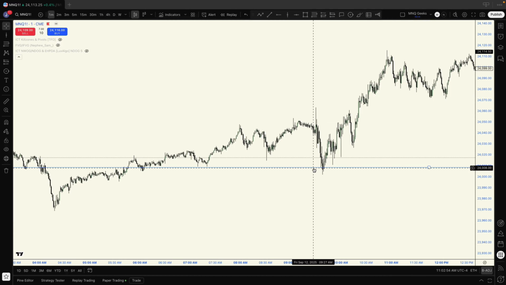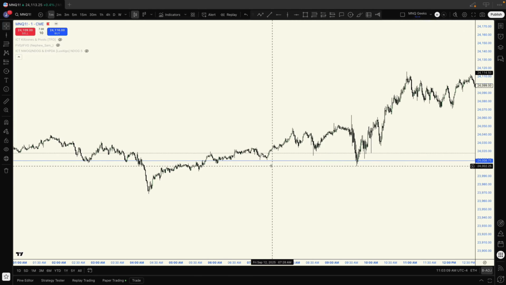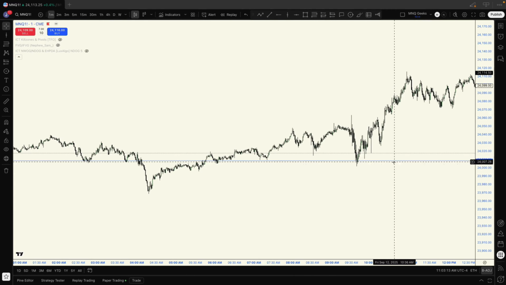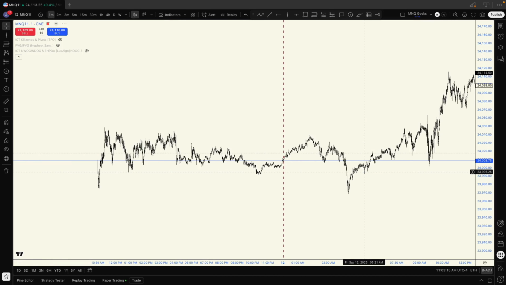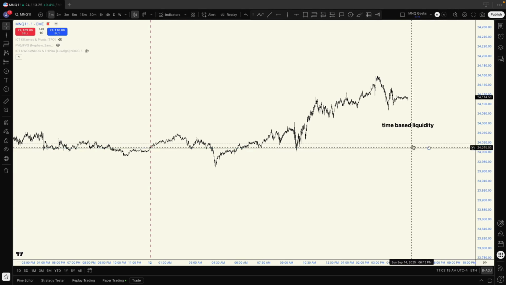But if you go back on the charts, if you backtest, if you look at maybe the 8:30 a.m. open, the midnight open, the daily open, which is the opening price at 6 p.m. every single day, you will see these are like magnets for price. Price is going to react to it, it's going to bounce off of it, it's going to draw towards it multiple times. Again, it's like a magnet. It's crazy. Time-based liquidity is very, very important.